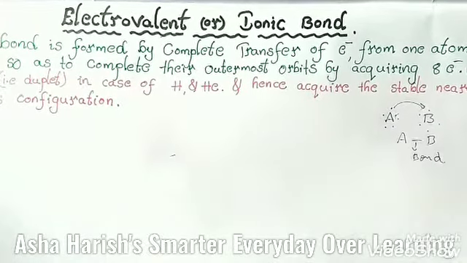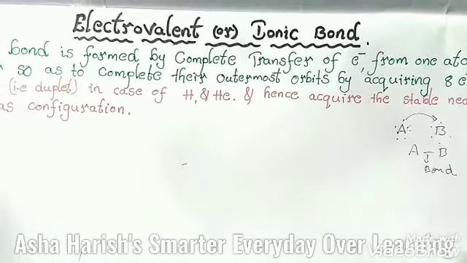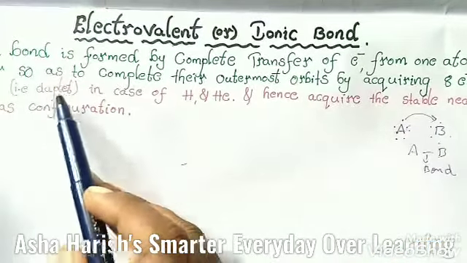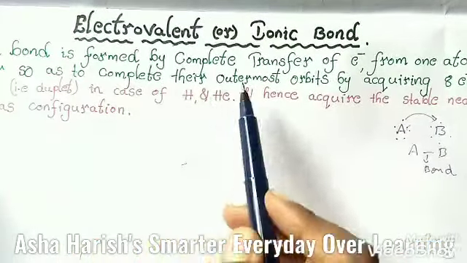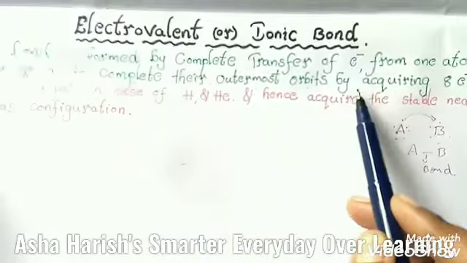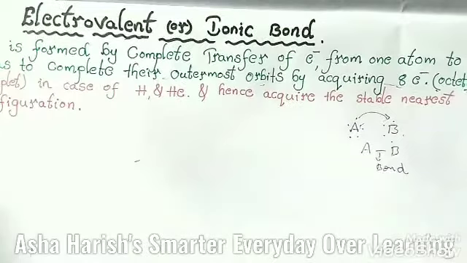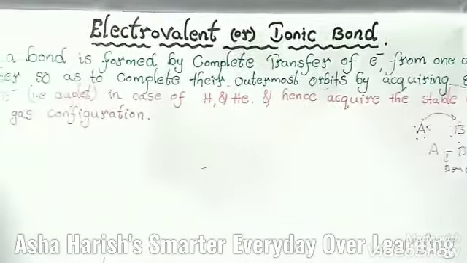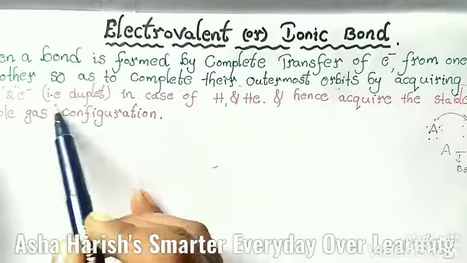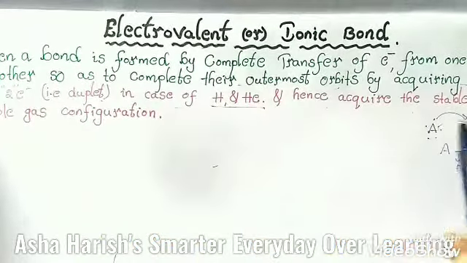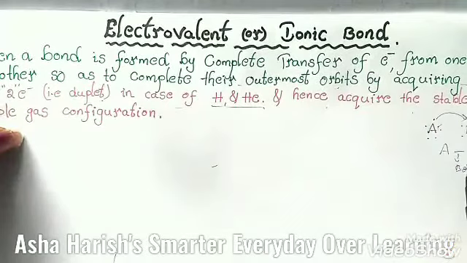And let's see the definition for this. When a bond is formed by complete transfer of electrons from one atom to another one, so as to complete their octet in the outermost orbits by acquiring 8 electrons, nothing but the octet, or 2 electrons, that is the duplet in case of hydrogen and helium, hence acquire the stable nearest noble gas configuration.